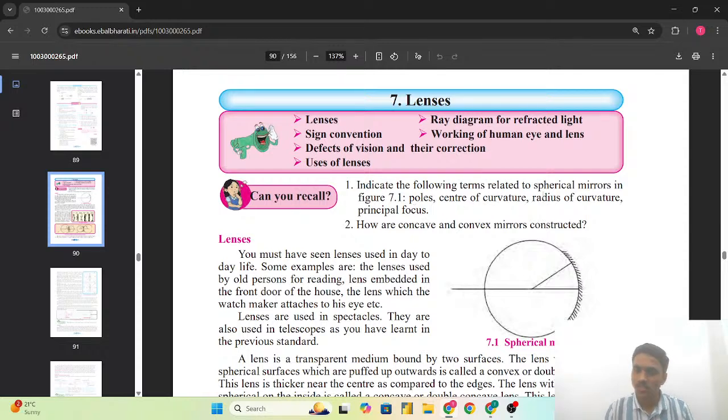Can you recall? Indicate the following terms related to spherical mirrors in figure 7.1: poles, center of curvature, radius of curvature, principal focus, etc. These are all the points which we have studied in class 9, that is the Reflection of Light chapter. How are concave and convex mirrors constructed?